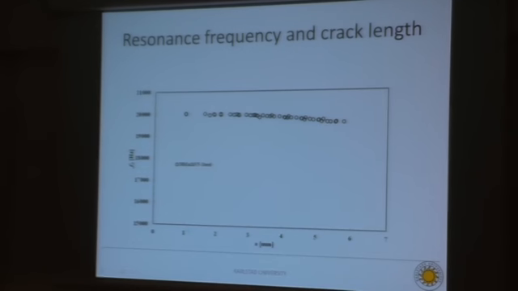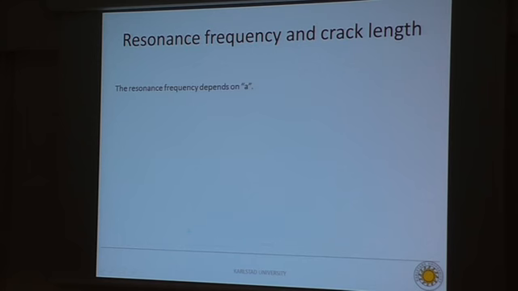As we can see here from our experiment, where we measured the frequency along the crack growth, what you can see on the x-axis is the crack length, and the resonance frequency of the specimen on the y-axis, and you can see that the value of the frequency drops when the crack grows. So we try to find a model to predict this dependency of the resonance drop.